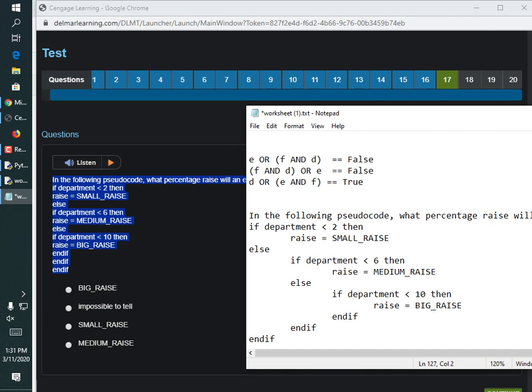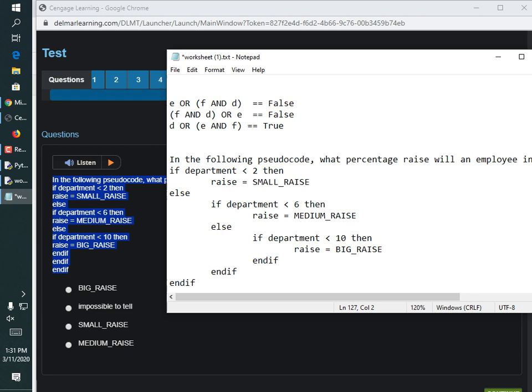All right. So, we're starting with department 10 this time. Is 10 less than 2? Nope. Jump down to the else block. Is 10 less than 6? Nope. Jump down to the else block. Is 10 less than 10? No. They didn't get a raise.